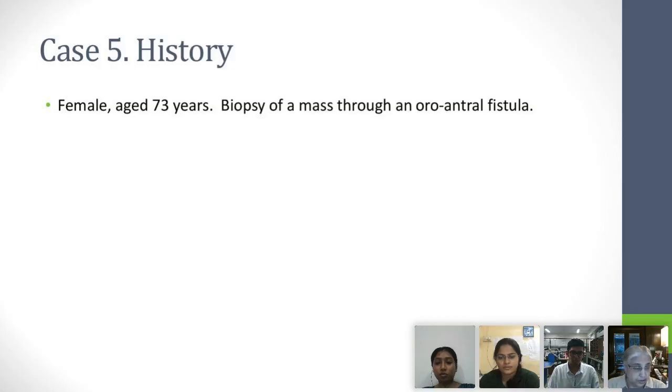So, Kshitija, would you like to tell us what this oroantral fistula is? Ma'am, an oroantral fistula is a communication between the oral cavity and the maxillary sinus. Most commonly, it is after the extraction of a molar tooth. When the tooth is extracted, a passage is formed from the alveolar ridge right to the maxillary sinus.